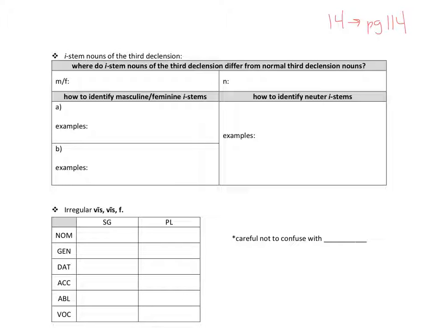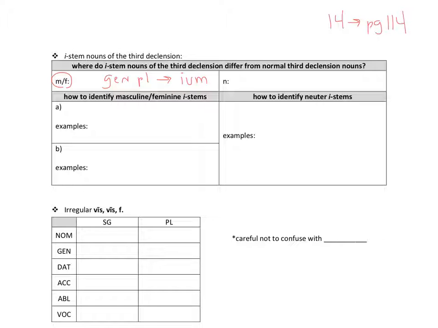And we'll talk about how to identify these I-stems in just a second. But first, let's talk about where they are different. So the first thing is that in the masculine and the feminine, the only place that it's going to be different is in the genitive plural, where instead of having the um that you traditionally have in third declension, they have an ium. And you can see this on page 114 of the textbook.